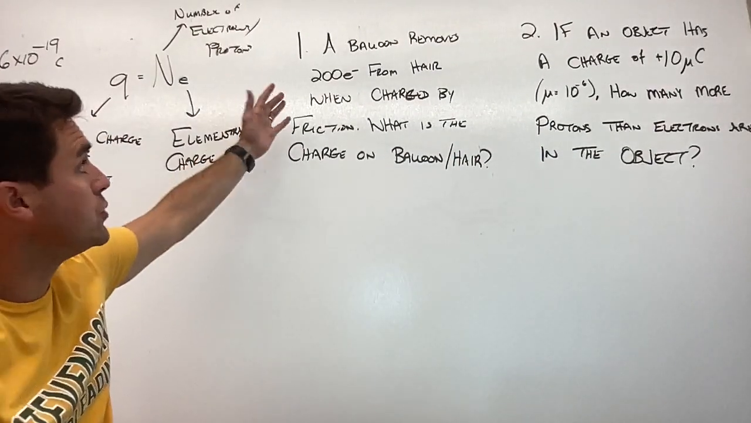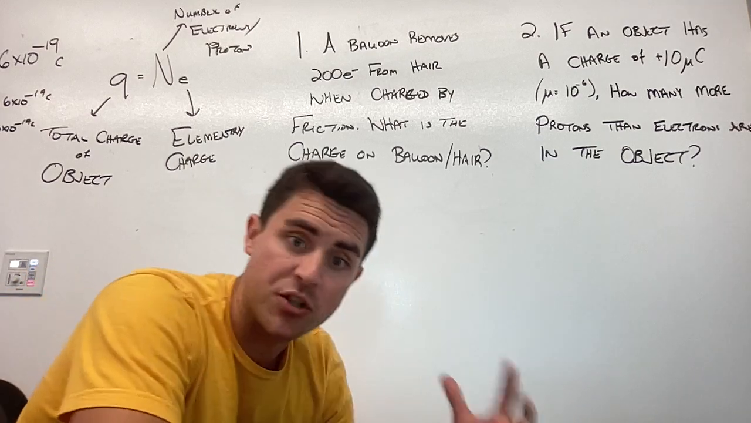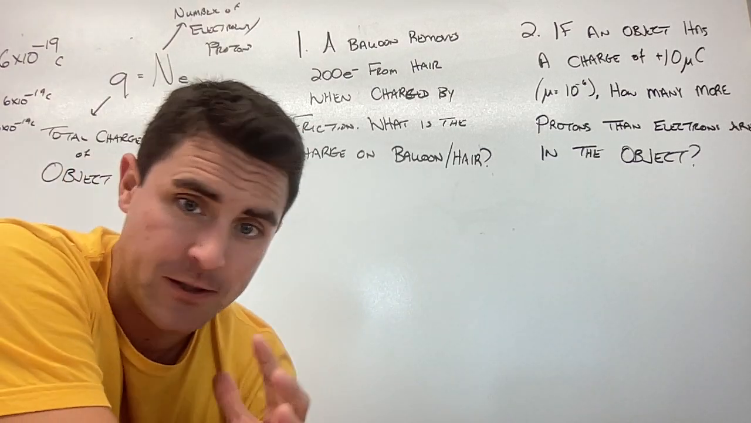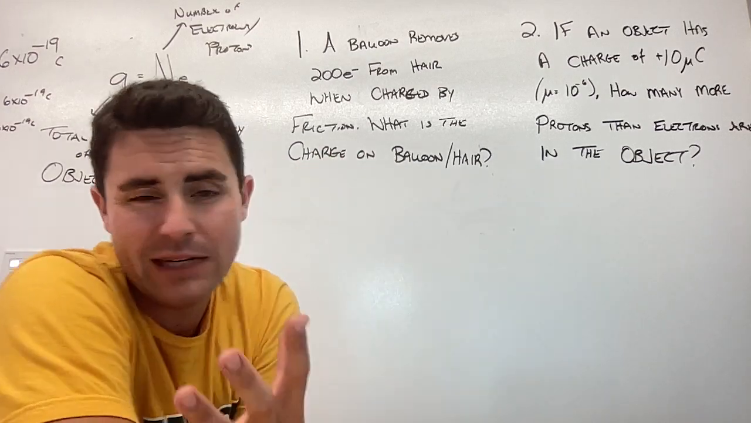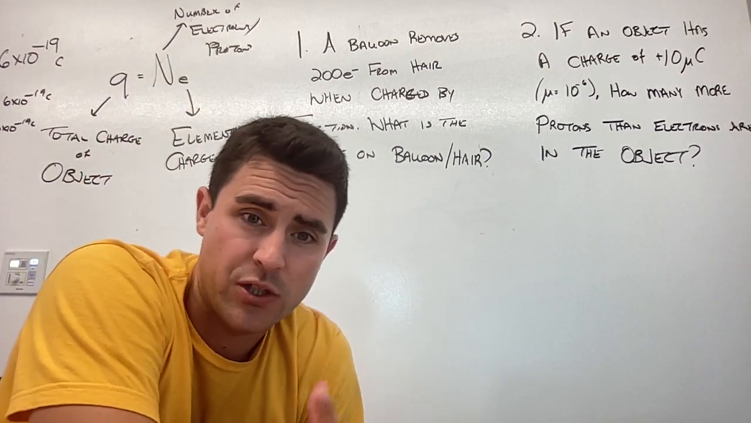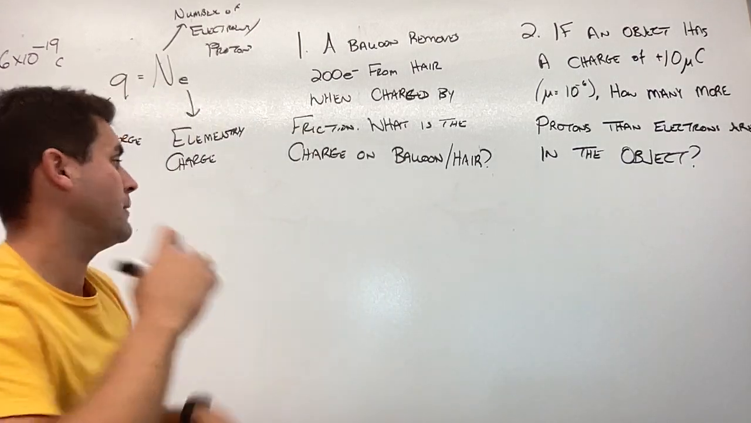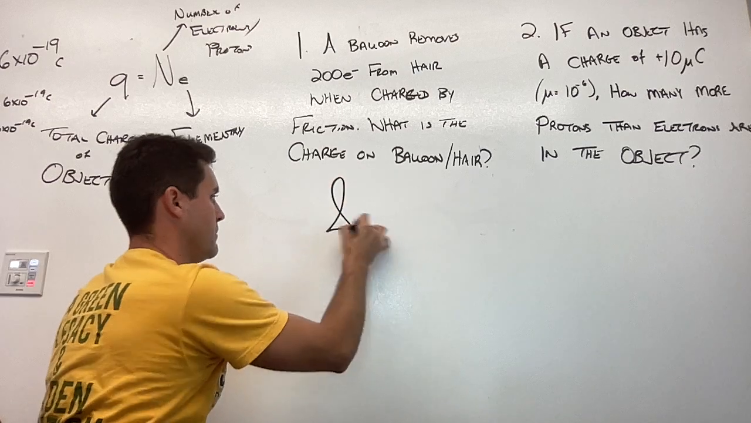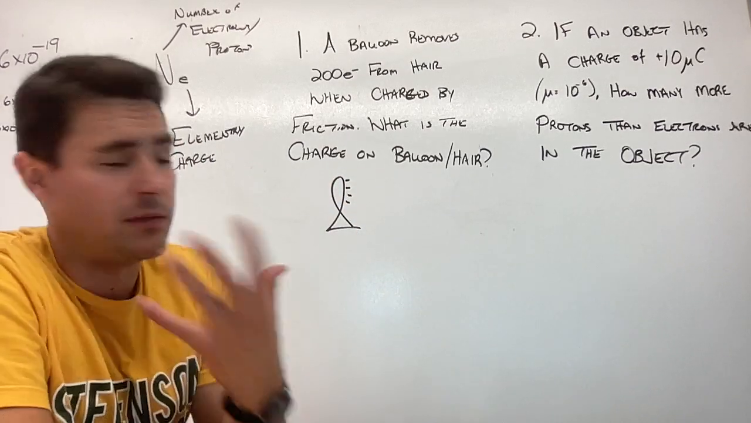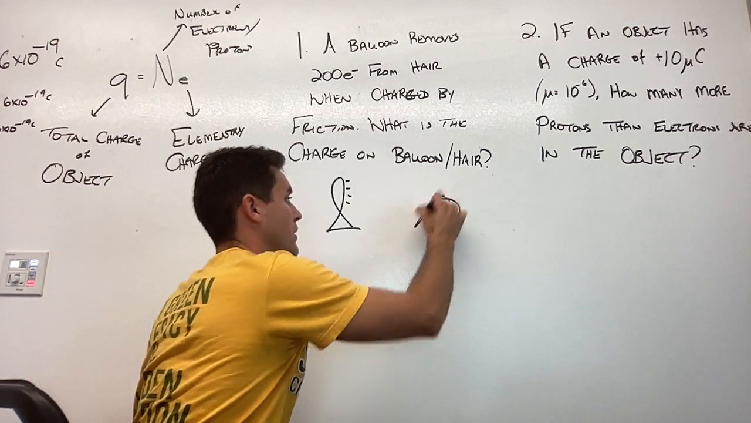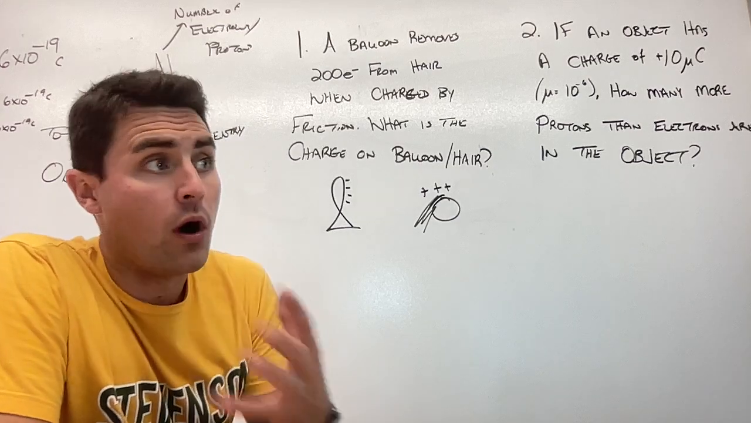Question 1 says, a balloon removes 200 electrons from hair, charging by friction. When that happens, the question is, what is the charge on the balloon and hair? So it's kind of a conservation of charge question, to understand that whatever the balloon's charge is, the hair's charge is opposite that. The balloon takes electrons. So because it has electrons on it, the balloon's going to be negatively charged, and then the person's hair over here is going to have positive charges on it. Our job is to figure out exactly what the charge is here.